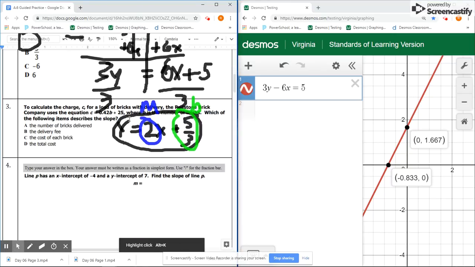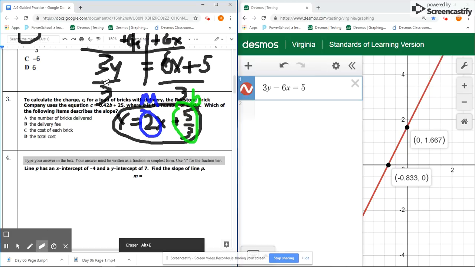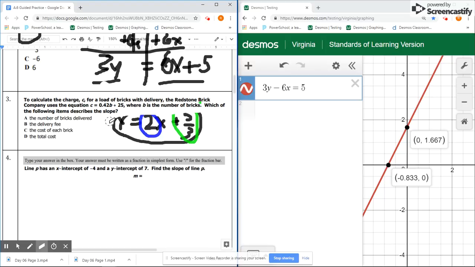All right, and number 3, we're not going to do number 3 together, but you can try it with your group. Number 3 is a word problem, which usually scares us, but we just need to think about which of the following items describes the slope. So read this question carefully, and decide which one of these choices describes the slope of 0.42.